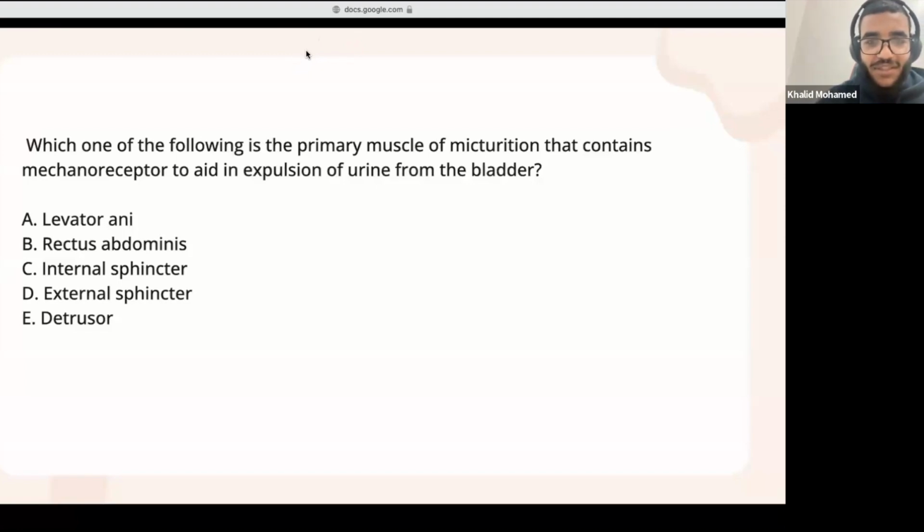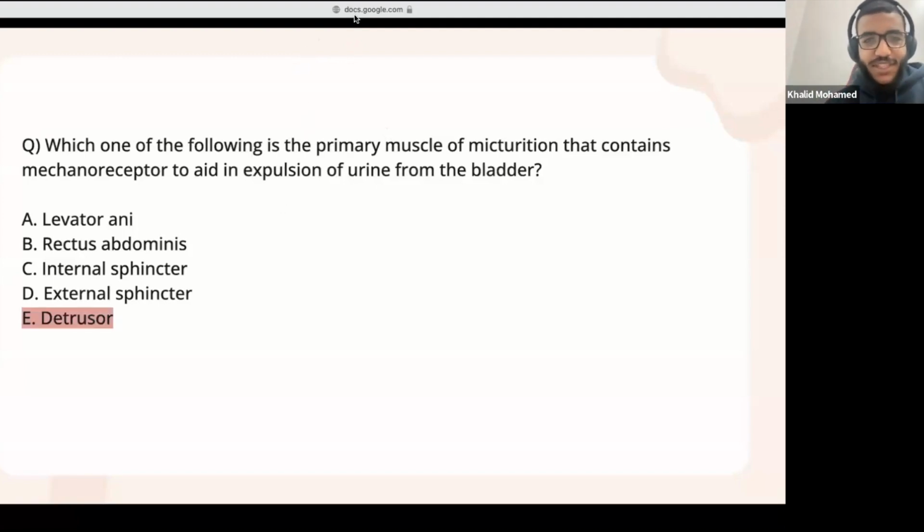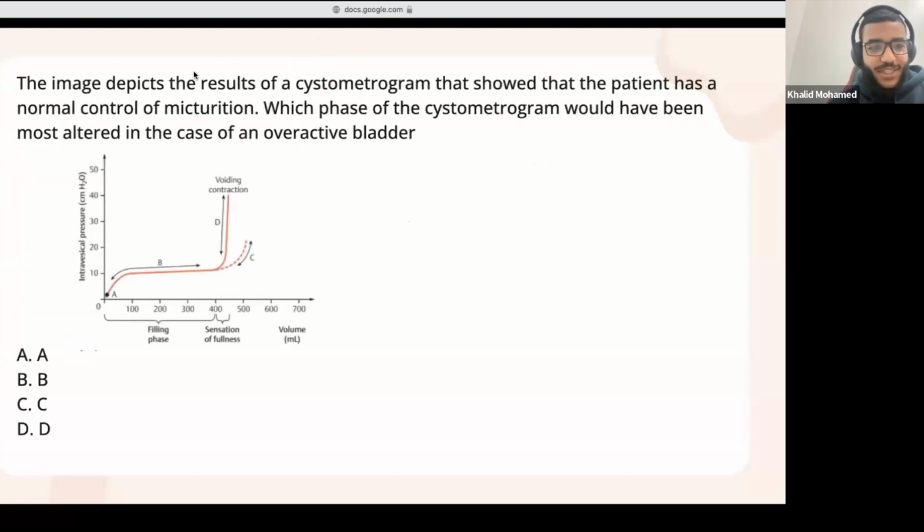Can you put an E in the chat? Yeah, so it's an easy question, but you need to know it because it gets repeated every year. The primary muscle that contains mechanoreceptors in the bladder is the detrusor muscle. Okay. For the next question, the image depicts the results of a cystometrogram that showed that the patient has normal control of micturition. Which phase of the cystometrogram would have been most altered in the case of overactive bladder?